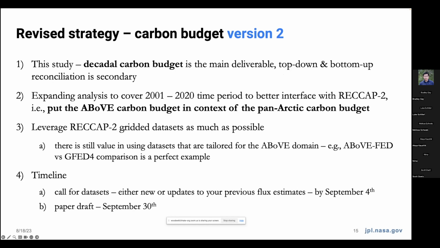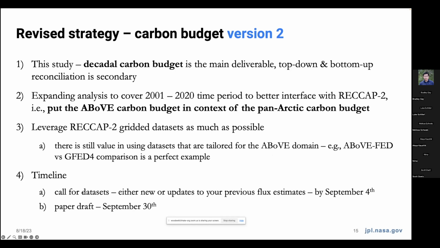I certainly plan to leverage a lot of the Recap 2 gridded data sets. I still think there is value in using data sets that are tailored for the above domain, so that we are not just using a global flux product. But I realize that a lot of the data products, like the lateral flux, et cetera, are in preparation right now, and it can be challenging. We can either keep on waiting, or we move forward with what we have available. In general, the above Fed paper, which shows a big underestimation in GFED4 in terms of the fire emissions, is a perfect example that ideally you do want to use data sets that are tailored for the above domain.